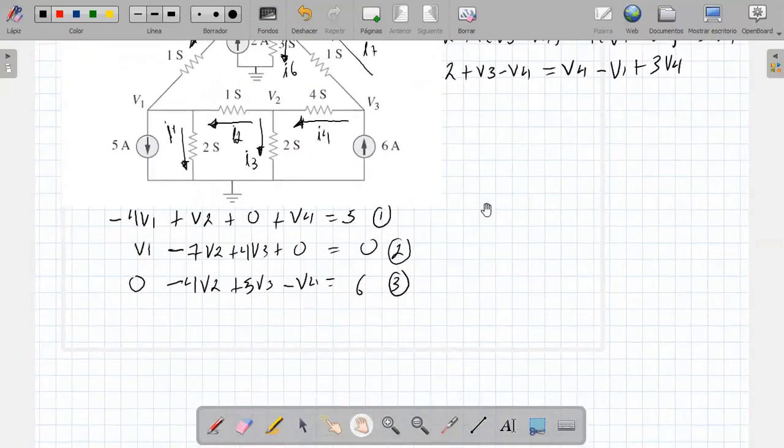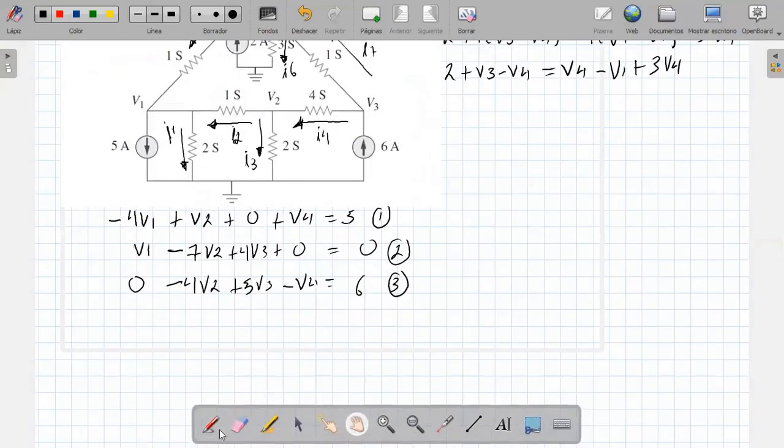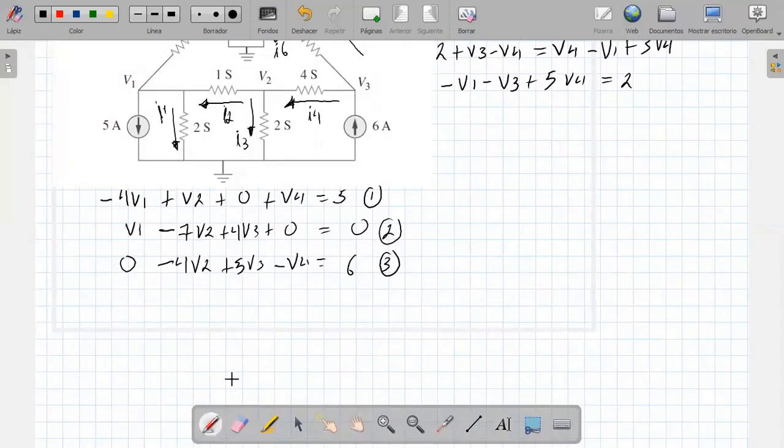Okay, then I'm going to get back to it. The question is to get that V1. If I solve for that, I'm going to get minus V1 minus 3 plus 5 V4 equal to 2. So it would be minus V1, there is no V2, V3 and V4 would be plus 5 volts, so equal to 2.